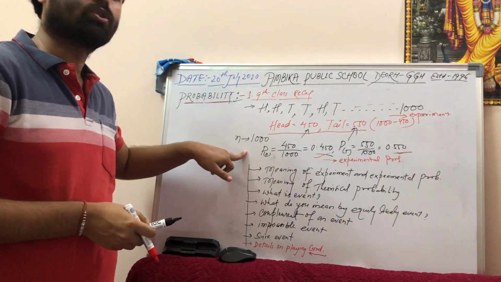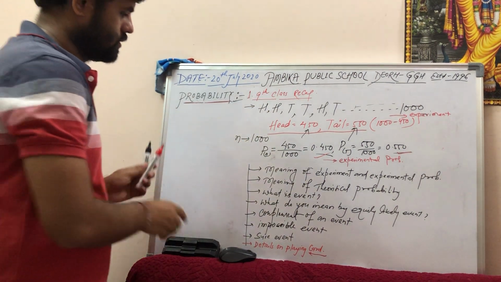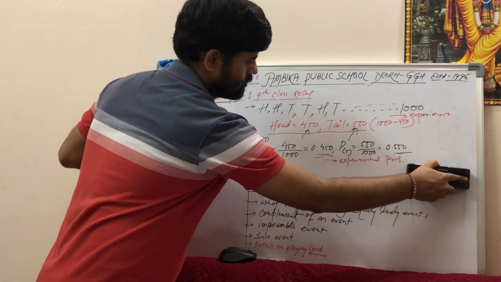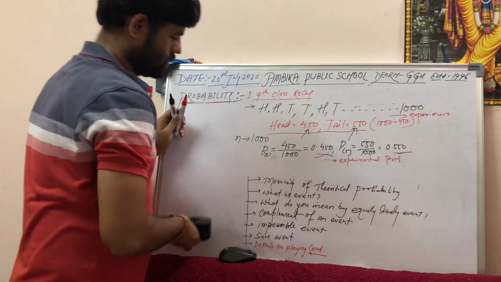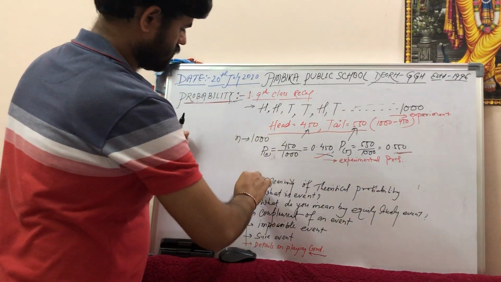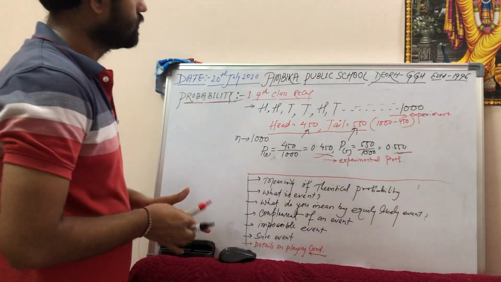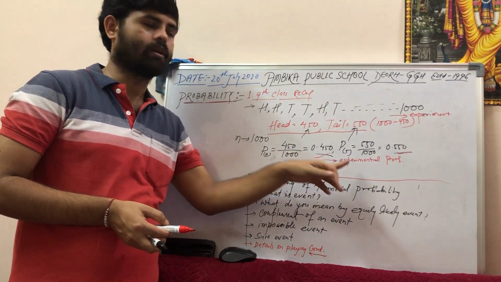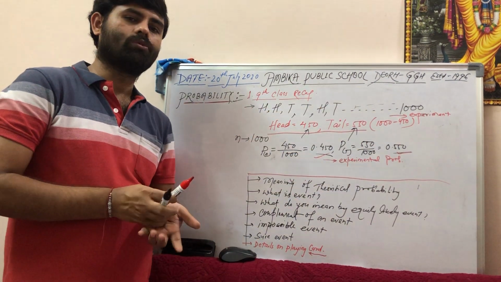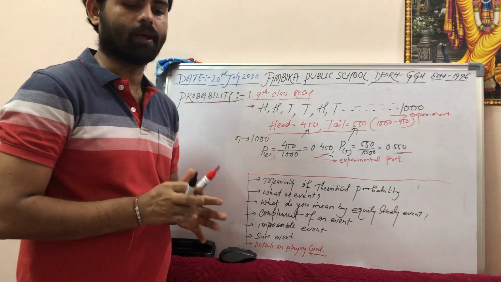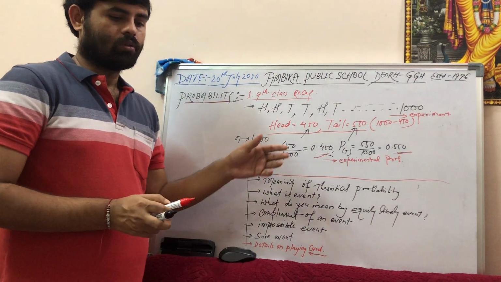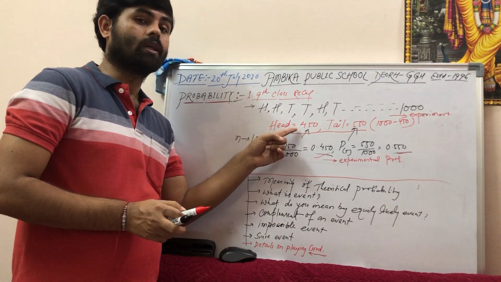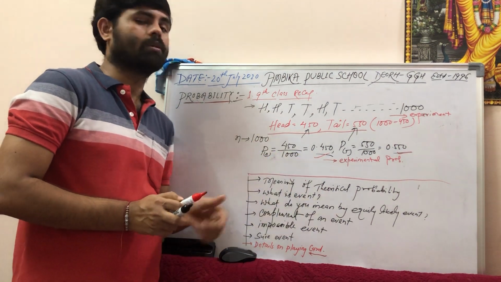This is what you have studied in the 9th class. In the ninth class we studied about experiment and experimental probability. Experimental probability means we are sure that something has happened. We are sure that 450 times head came. We know that, which is why we have calculated the probability.